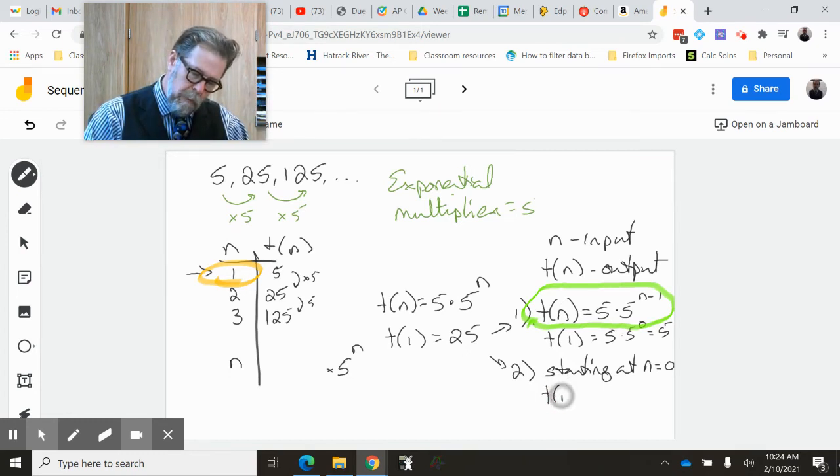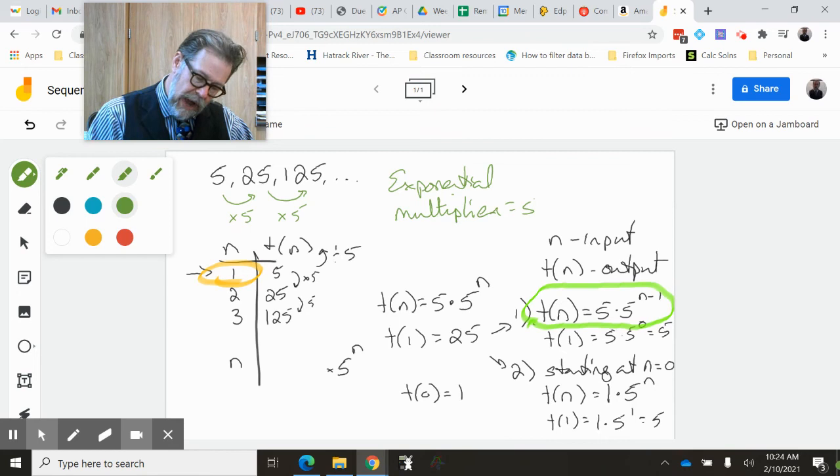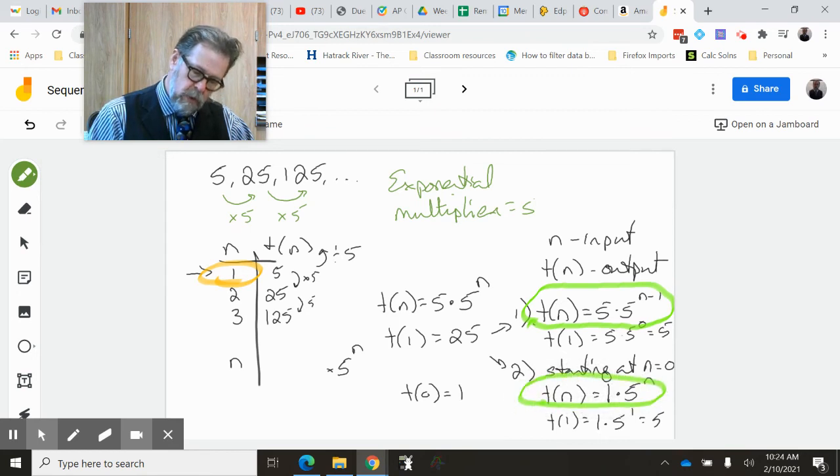And so if I go back 1, what I get is I divide by 5 to go back 1, and I get that t of 0 would be equal to 1. And so then my function would be 1 times 5 to the n. And again, if I plug in n equals 1, t of 1 equals 1 times 5 to the 1, but anything to the 1 is, yep, that's 5. Check, that one works as well. Either of these is an acceptable way to do it.